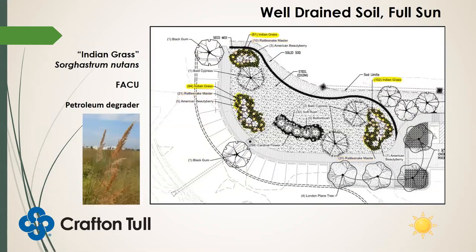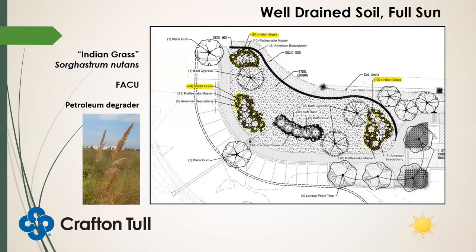Indian grass, a facultative upland species. This is also a great one for degrading mild to moderate levels of petroleum contamination in soil. The reason for this is a lot of our big four grasses, the little bluestem, big bluestem, Indian grass, and switchgrass have very fibrous root systems. And really all plants have the ability to degrade petroleum in the rhizospheres of their root systems by stimulating microbial activity, and it's the microbes that actually break down these hydrocarbons.